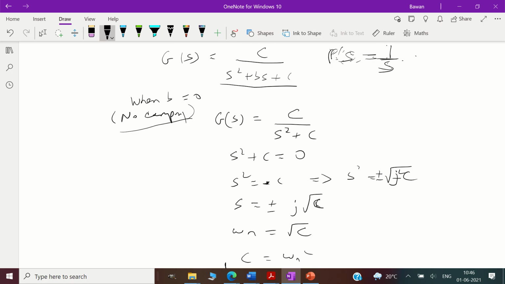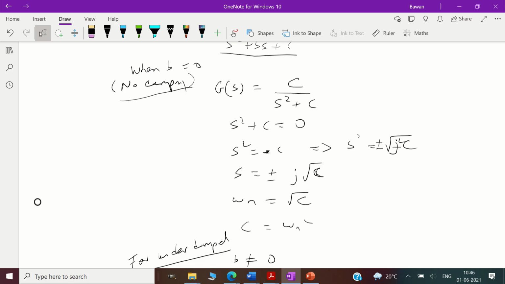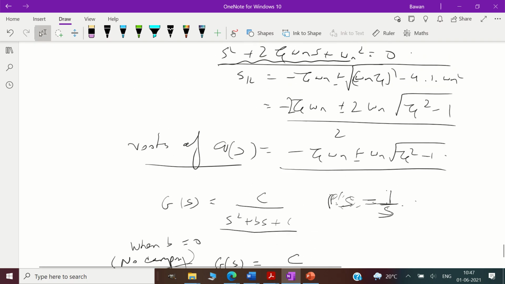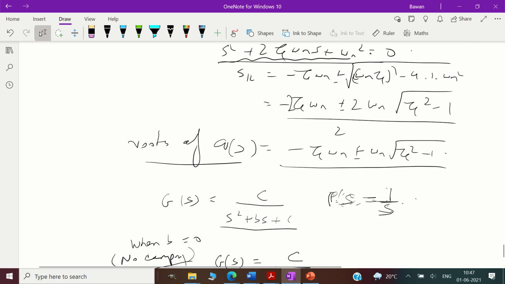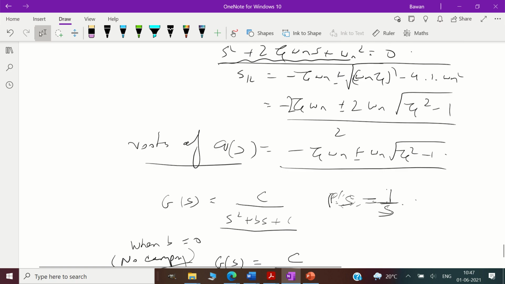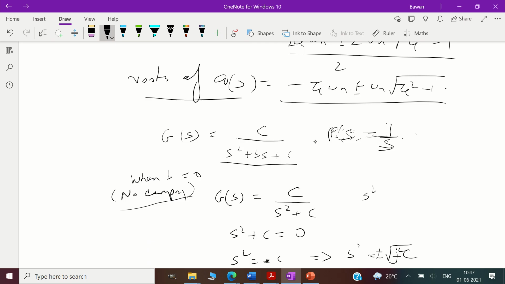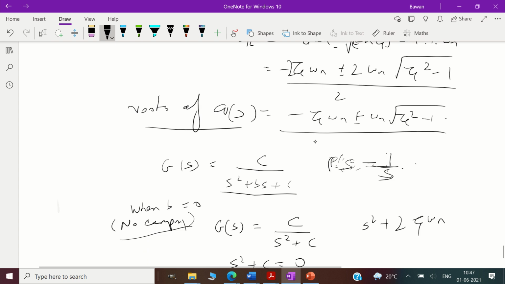Because b is 0 here, your sigma will disappear, because sigma has something to do with the second term there, so it's going to be missing. Only the j term will come here, and then omega n will be equal to root over c, because omega n squared is what's supposed to be there. Now if you compare with that equation up there, s squared plus 2 sigma omega n s plus omega n squared, this is s squared plus 2 zeta omega n, right?